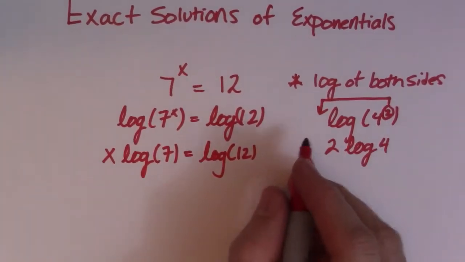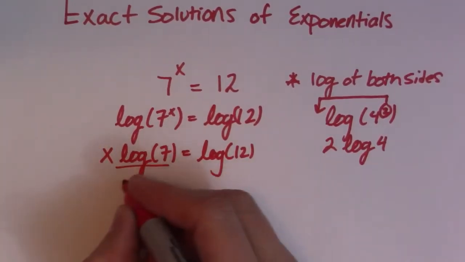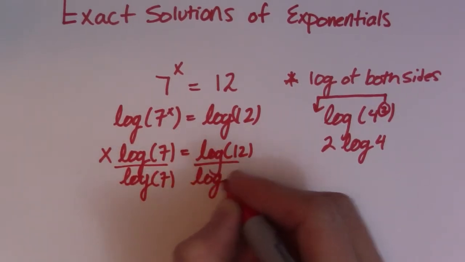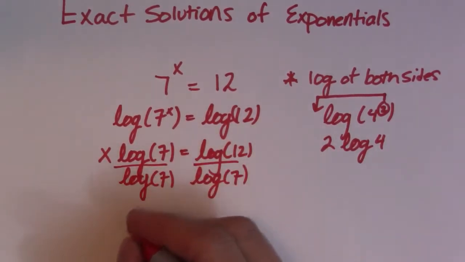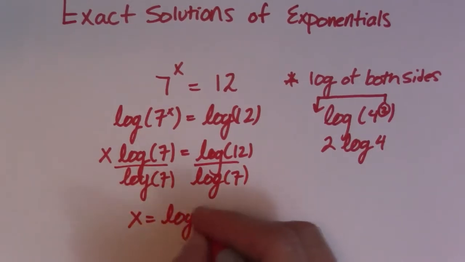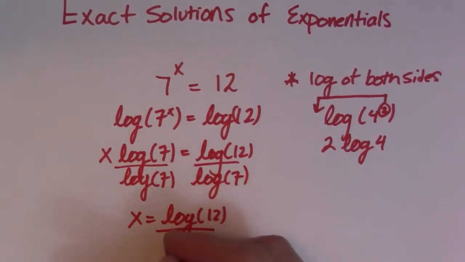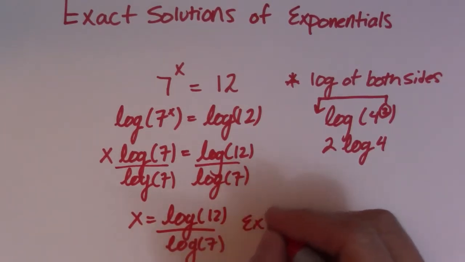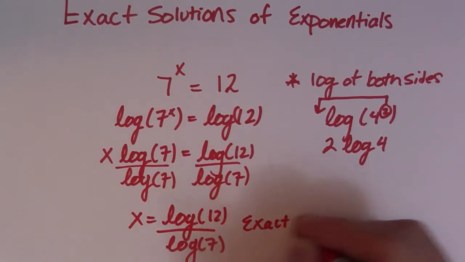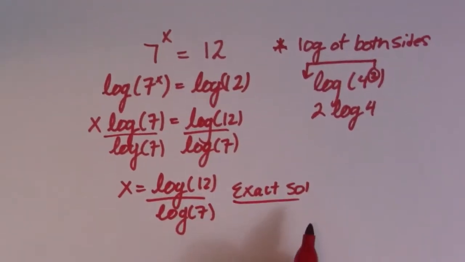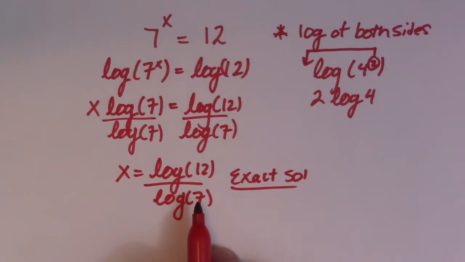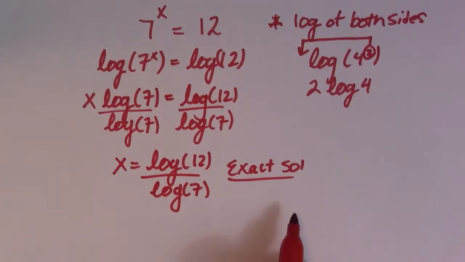And then in order to get x by itself, we divide both sides by log of 7. Just like that, we end up with x is equal to log of 12 divided by log of 7. So that is the exact solution. Anytime you're looking for an exact solution and you don't have common bases, then you're going to have a log in your answer. Simple as that. Alright, let's try another one.